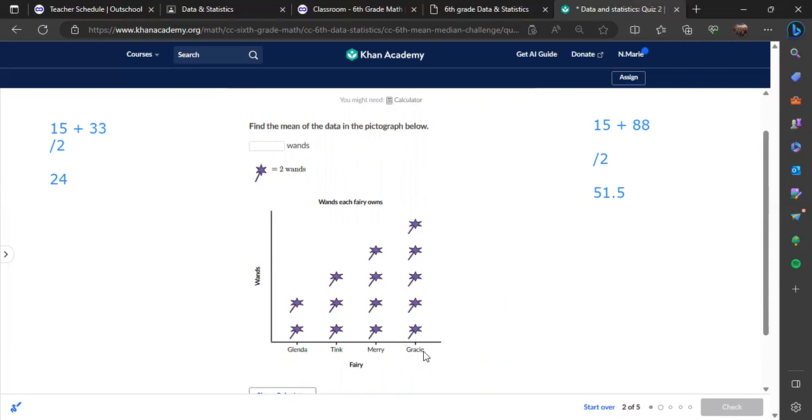We need to divide by the number of people. There are 4. So if we did 26 divided by 4, the average wand would be 6.5. It would be the middle. Or they might have divided by the number of each one you see. 1, 2, 3, 4, 5, 6, 7, 8, 9, 10, 11, 12, 13, 14, 15.